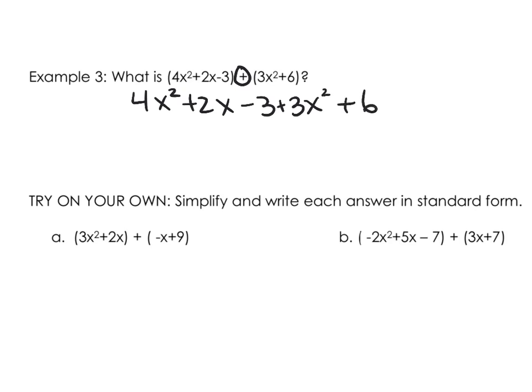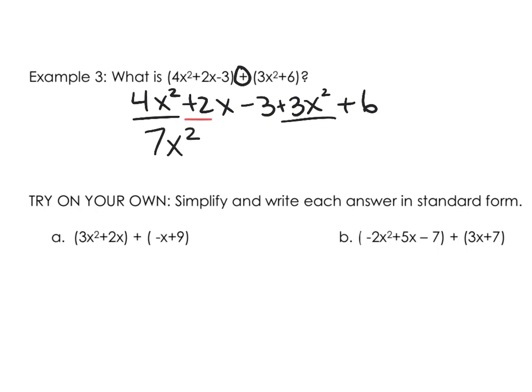So now that I've taken them out of those parentheses, I can just combine like terms and write my answer in standard form. So first off, I'm going to combine like terms. So 4x squared goes with positive 3x squared, giving me 7x squared.